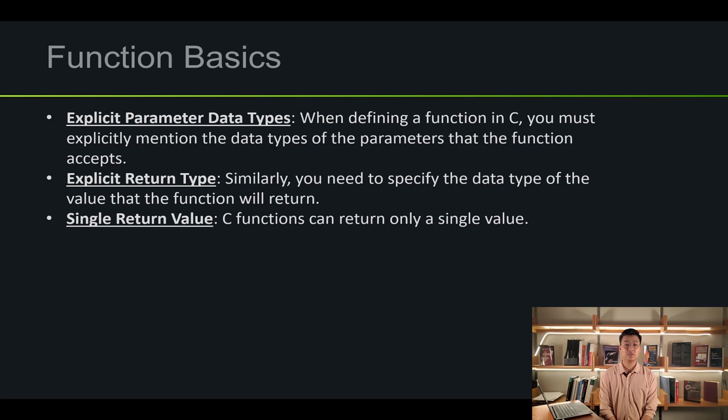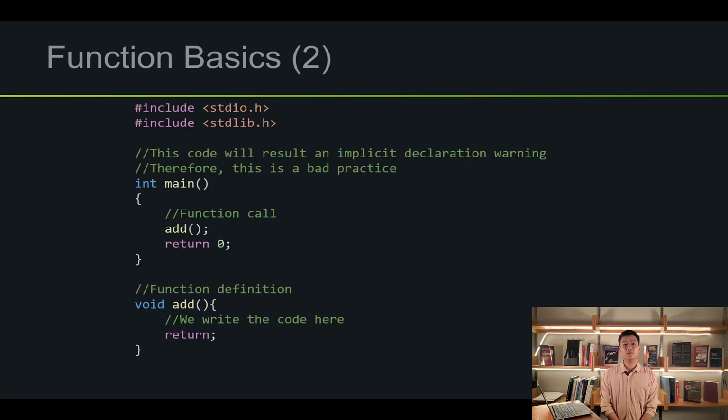Secondly, we need to mention what data type we are returning. Lastly, function in C, you can only return one single value. So on the screen is a C code that's written in a Python-like style, since you guys have taken Python. Well, in Python, we're able to define the function anywhere, and then we can put the caller anywhere that you like. But in C, that doesn't work.